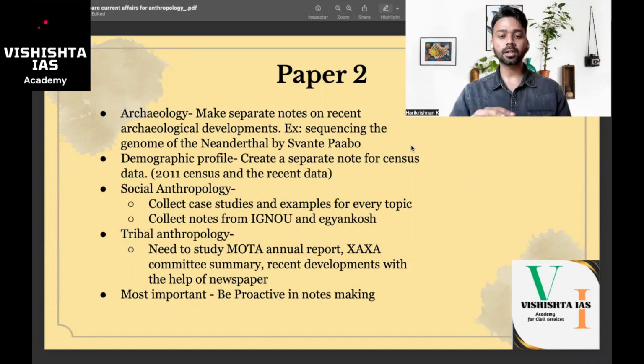Specific topics require a specific kind of approach. So a one-stop solution doesn't work in anthropology optional. You have to be very careful about it. The first thing is archaeology.